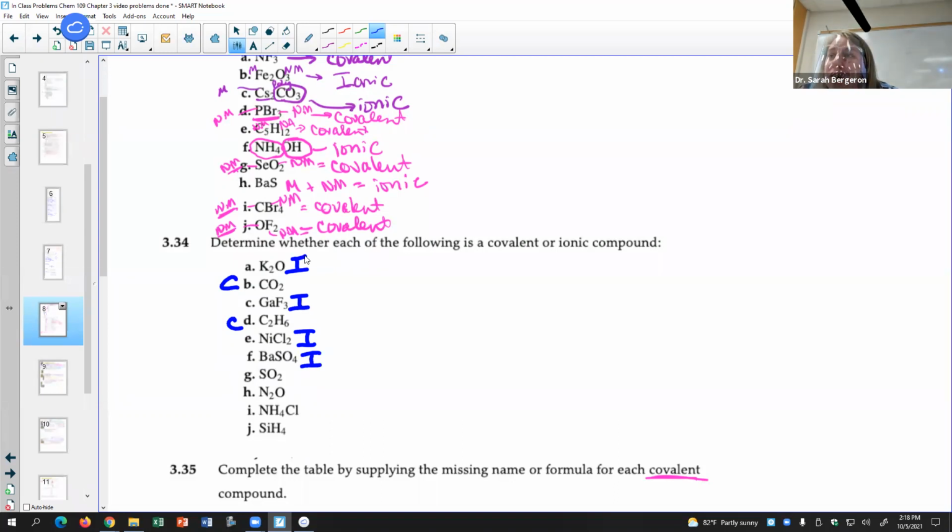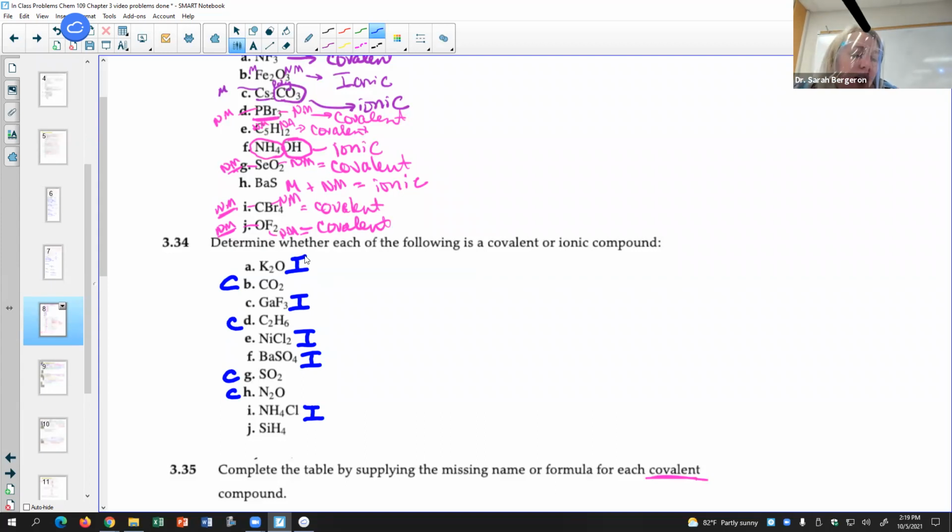SO2, sulfur and oxygen. Sulfur is a non-metal, oxygen is a non-metal, and non-metal and non-metal, covalent. N2O, nitrogen is non-metal, oxygen is non-metal, must be covalent. NH4Cl. So what's my polyatomic? NH4 or H4Cl? NH4. So if I have a polyatomic and chlorine is a non-metal, that must be ionic.